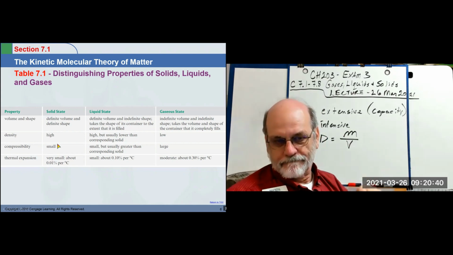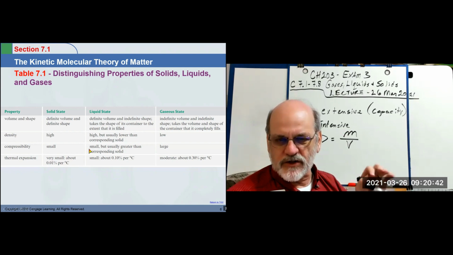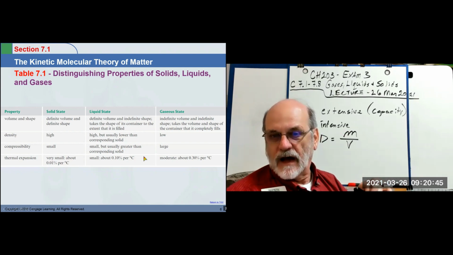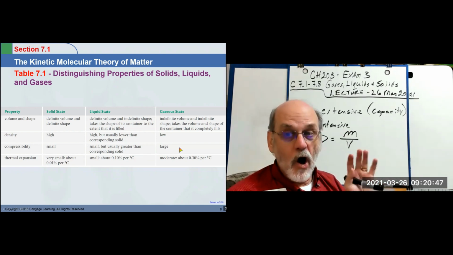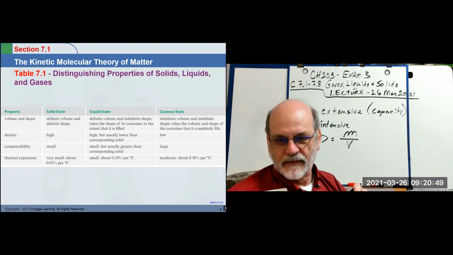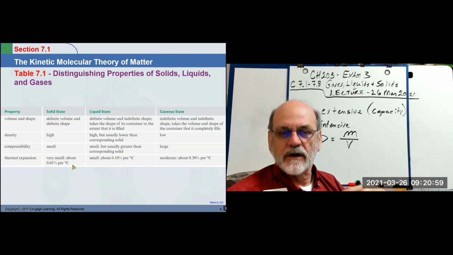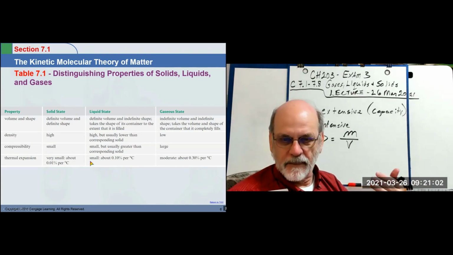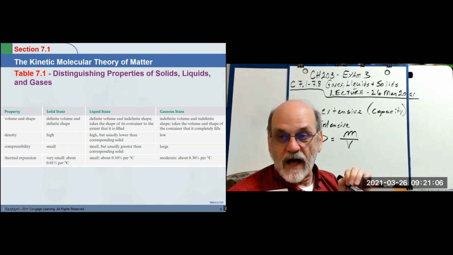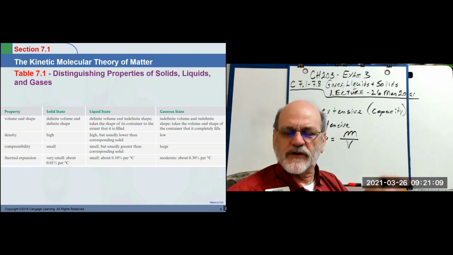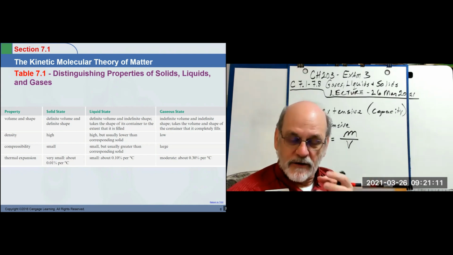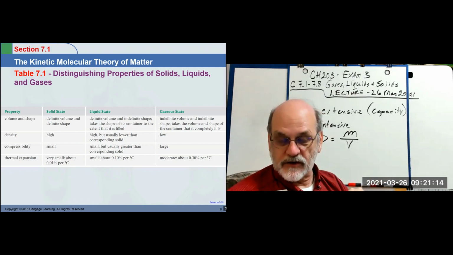Compressibility. Okay, we mentioned that before. Solids and liquids are generally incompressible. Gases have large compressibility factors. Thermal expansion. Solids generally have a very small change in volume with a change in temperature. Liquids also, but a little more so than solids. Now, what's the difference between a solid and a liquid that allows these properties to be described the way they are?